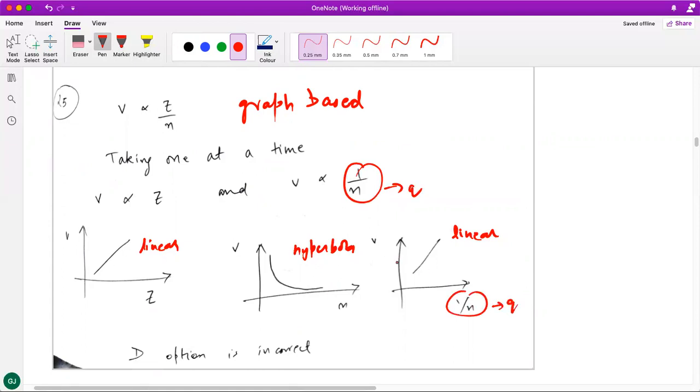So here, what happens? V and q are directly proportional, and because of that, the v and 1 by n graph comes out to be a linear graph. So the D option does not match the hyperbola option, so that is the incorrect answer. The D option is something which is written for when a variable is directly proportional to the negative of the other variable. Then that D option kind of graph is something that we see.